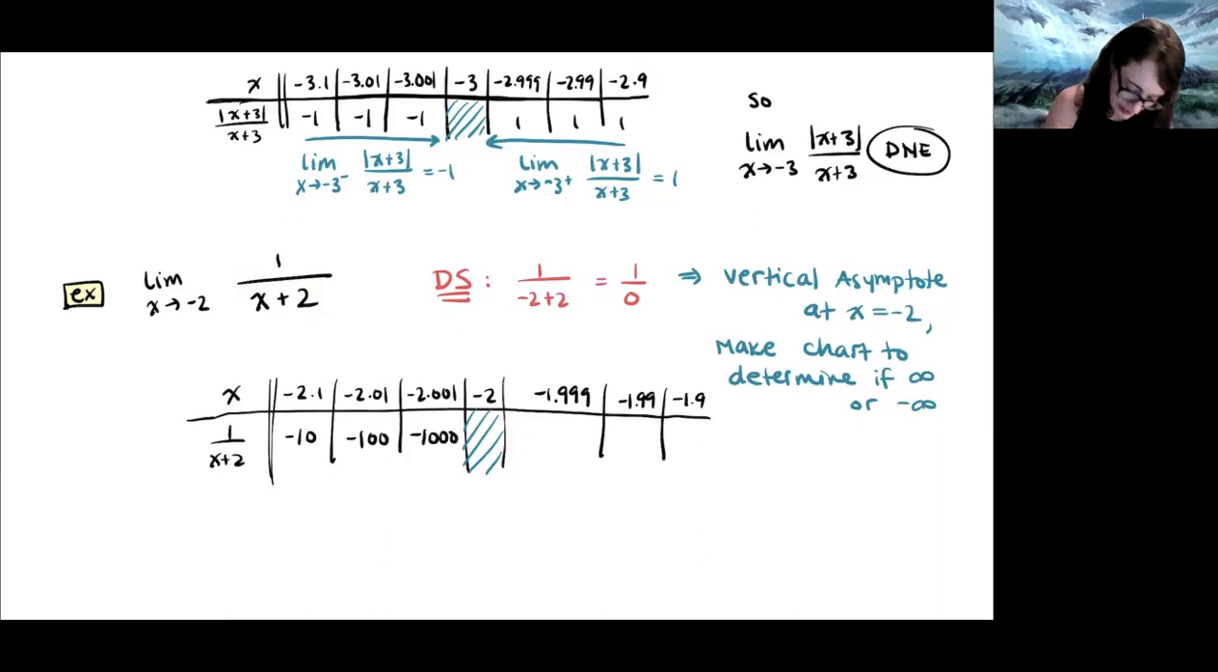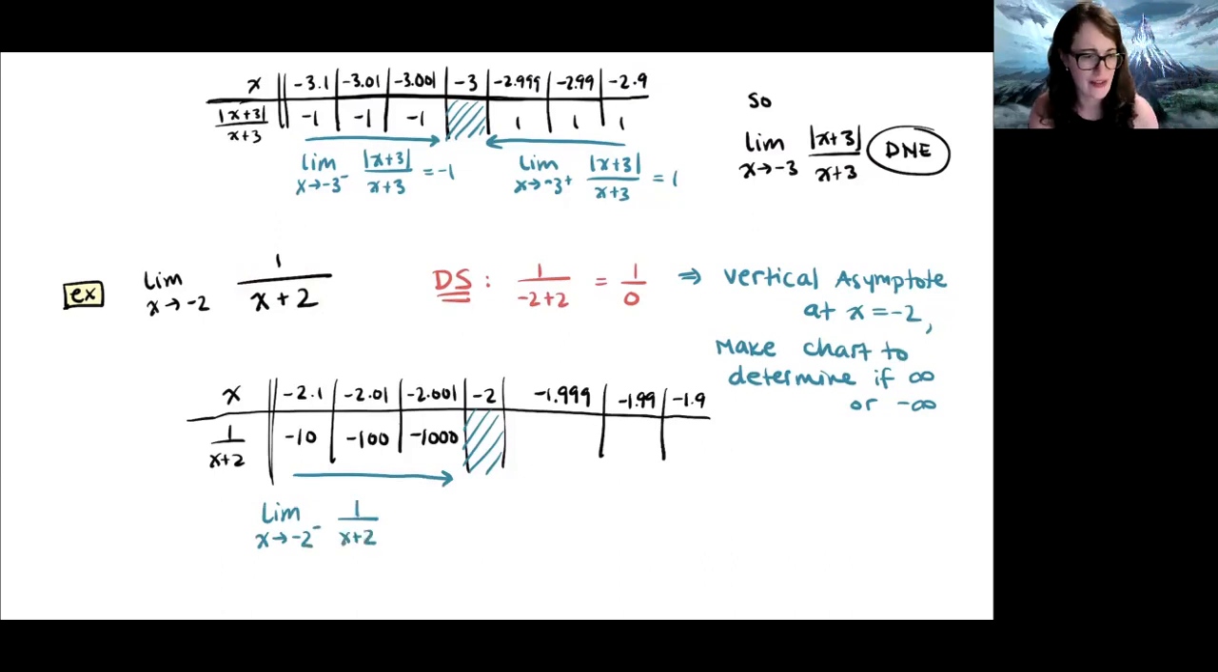So what's going on here? Okay, the limit as x approaches -2 from the left-hand side of 1 over x plus 2, what are these values doing? Are they approaching something? Not really, they're just getting more and more negative and larger, right? But negative. So there is no finite value that these are heading towards or limiting towards. So we denote this by saying that the limit from that side is -infinity.